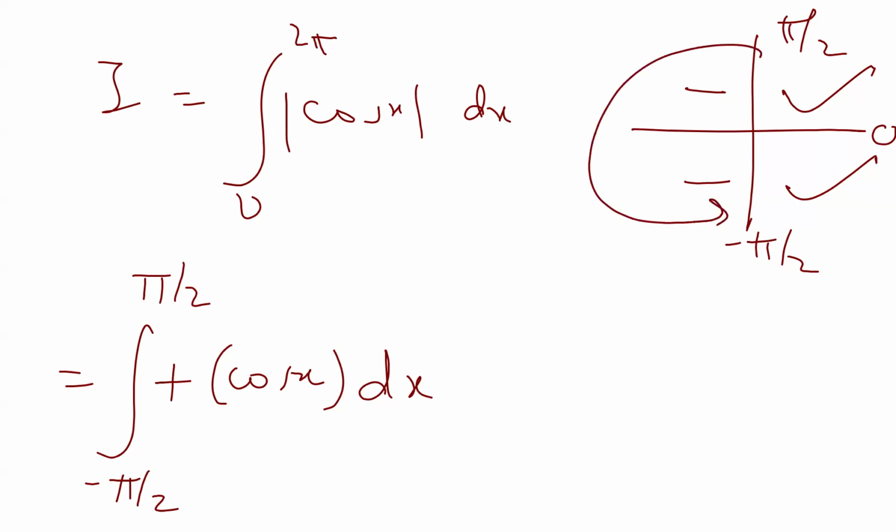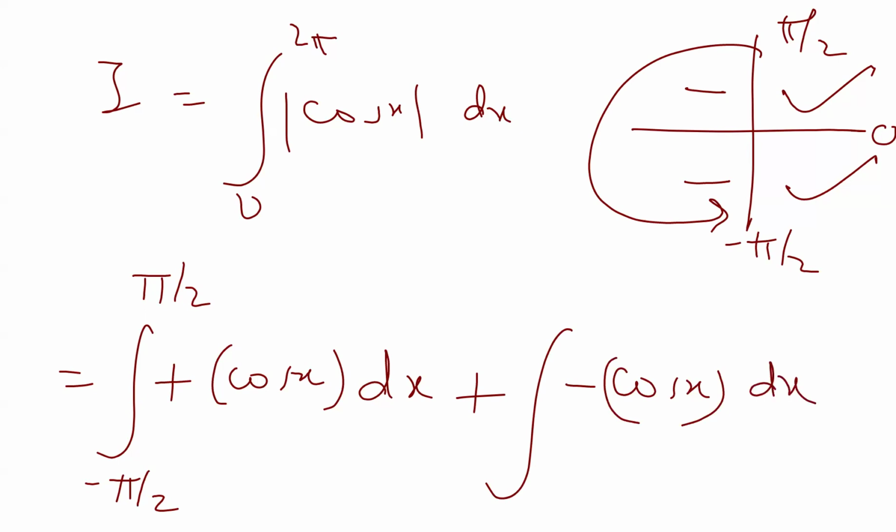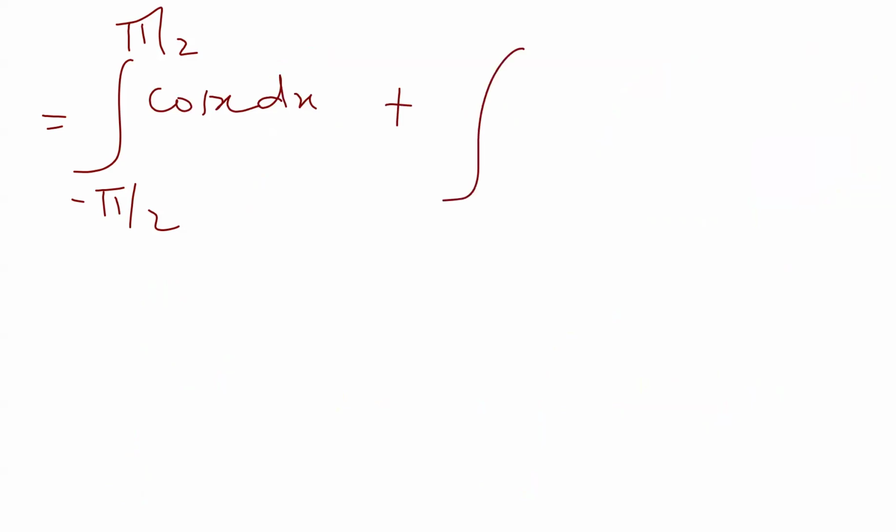From here to here, it is going to be negative, minus cos x dx, that is from pi by 2 to minus pi by 2. Okay, right? So plus into minus is minus. So minus, minus pi by 2 to pi by 2, cos x dx, plus, just a second now.